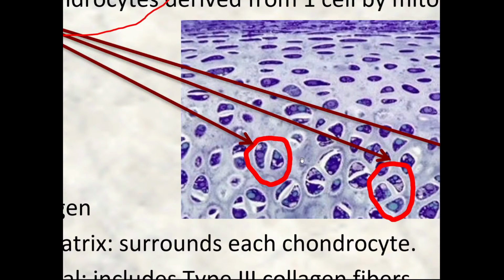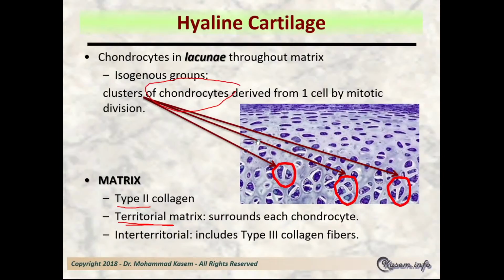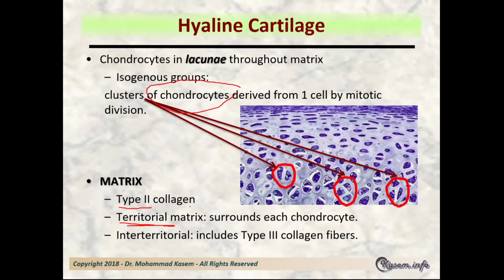The other interstitial matrix here is called the interterritorial matrix. The interterritorial matrix may contain type 3 collagen fibers, and it looks somewhat darker than the territorial matrix.